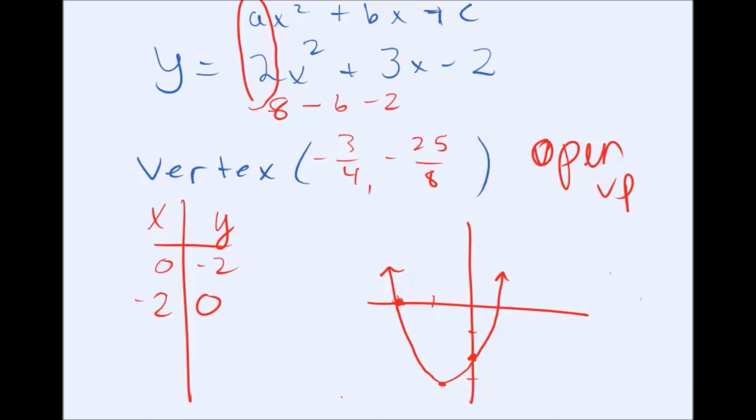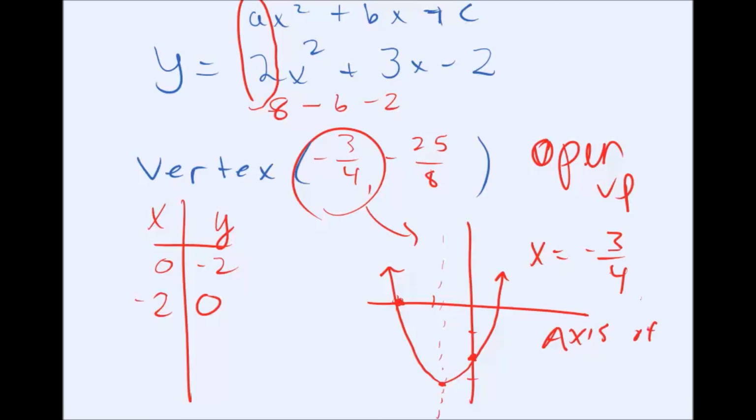I'm also going to show you how to find the axis of symmetry. The axis of symmetry is this line that cuts the entire graph in half. The axis of symmetry is the same exact thing as the x-coordinate of the vertex. We would just write x equals -3/4, and we would call that the axis of symmetry.